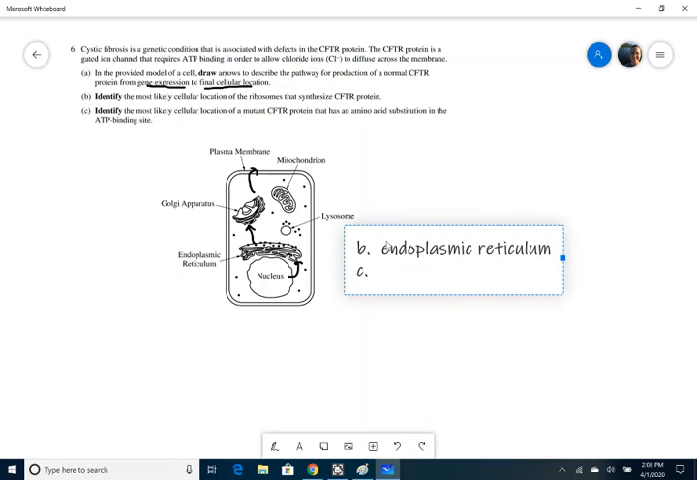And then for C, it says, identify the most likely cellular location of a mutant CFTR protein that has an amino acid substitution in the ATP binding site. And if we go back up here to the top, it says the CFTR protein is a gated ion channel that requires ATP binding in order to allow them to diffuse across the membrane. So there's two clues up here. One, it's somewhere near the membrane, but the biggest one is the gated ion channel, which if you remember from class, was located within the membrane. And so then this one would be the plasma membrane. So pretty simple.